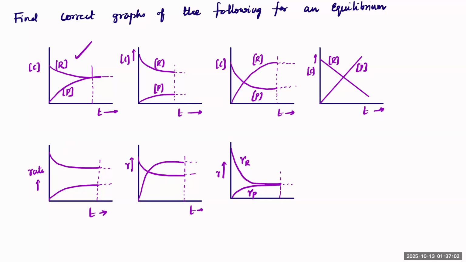Similarly, in the second graph, the reactant and product graph is given. Same thing. After this point, you can see the reactant concentration is becoming constant, product concentration is becoming constant. So as long as the concentration of the reactant and product becomes constant, that means equilibrium has been achieved. Third case. The only problem is this graph is given as product, while this graph is given as reactant. So that is wrong.